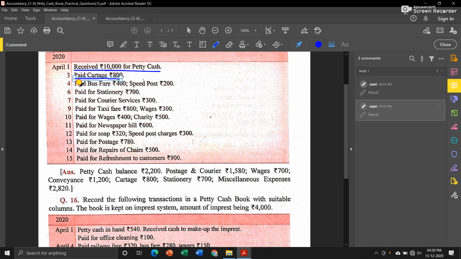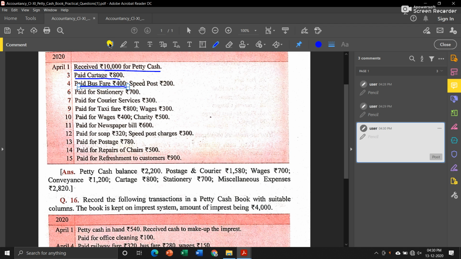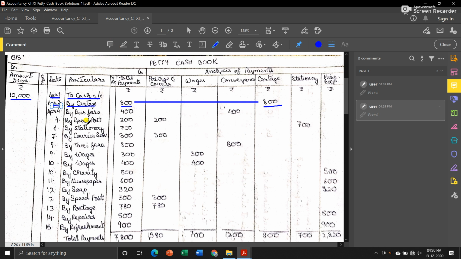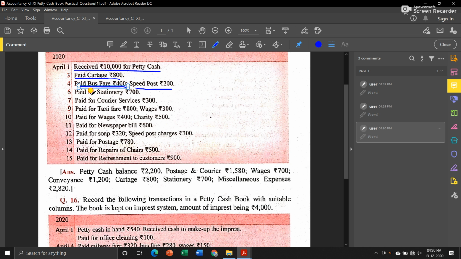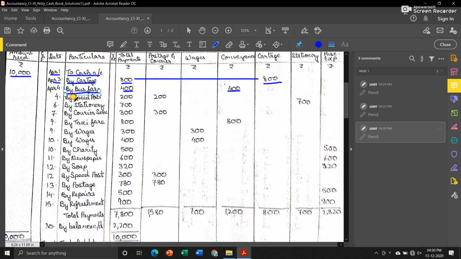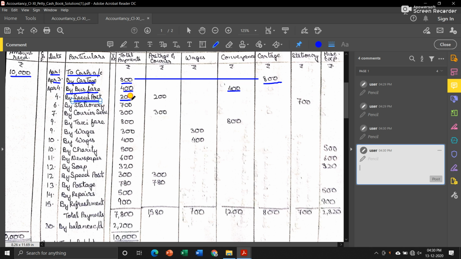Then on 4th April, paid bus fare 400. We have to treat this separately because we also have speed post of rupees 200. First we write 'By bus fare', and in the total payments column 400. Any traveling expenditure comes under the conveyance column, so we write 400 in the conveyance column. Next we have paid speed post rupees 200. We write 'By speed post' 200 in total payments, and since speed post is related to courier, we write 200 in the courier column.